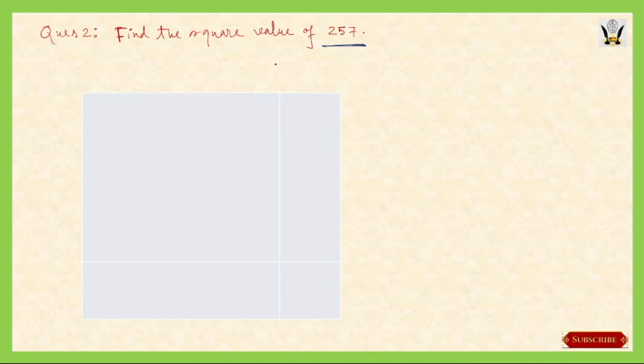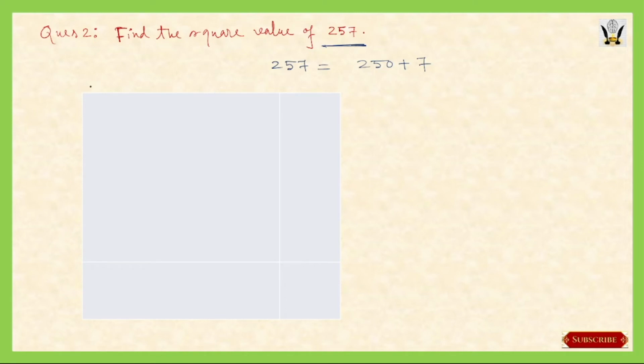So what we'll do is, 257 we can represent as a combination of two other numbers, and we can write it this way, 250 plus 7. But if you want to fit any other combination, you can go for that, but you have to analyze which combination will save more time. So here I have taken 250 plus 7.